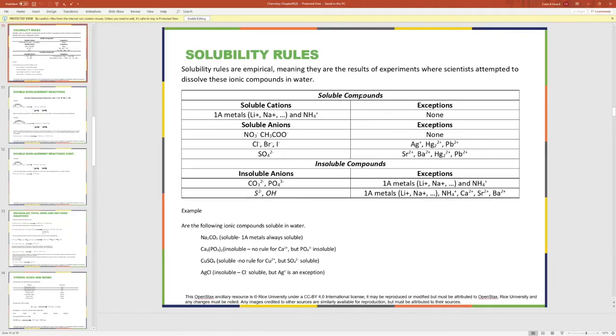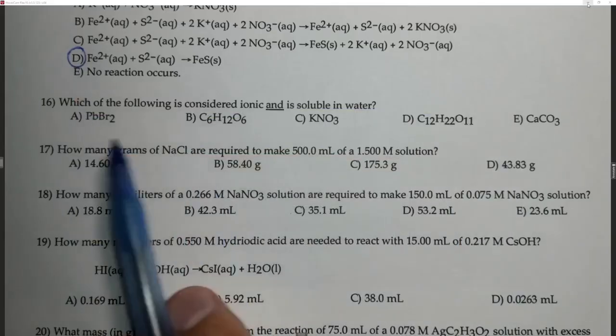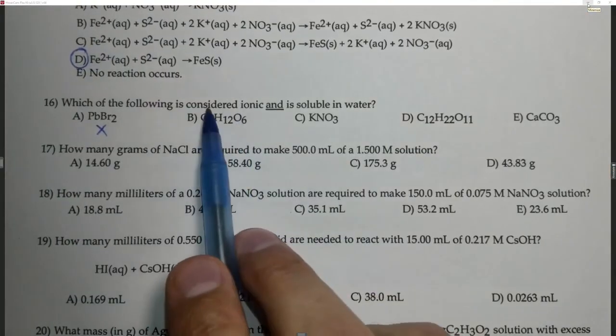And bromide is on top of this, so top is soluble, bottom is insoluble. So it's generally soluble. But there is an exception, lead. So lead is insoluble. Therefore, lead 2 bromide is insoluble and not our answer because we want ionic and soluble.